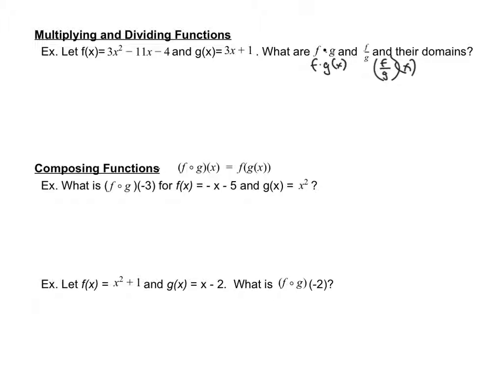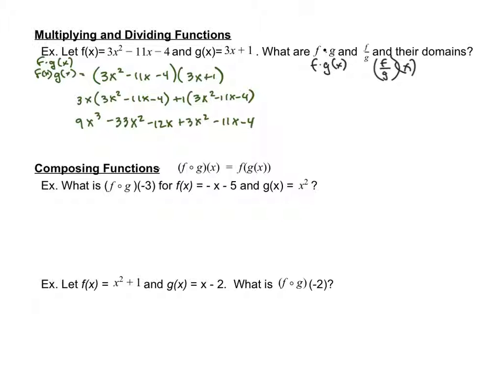If I multiply f of x times g of x, that is, of course, f times g of x. That is going to be this trinomial, f of x, times the binomial. And when we do that, we are going to do our distributive property and combine like terms.